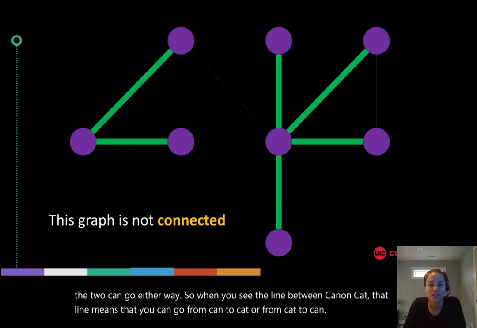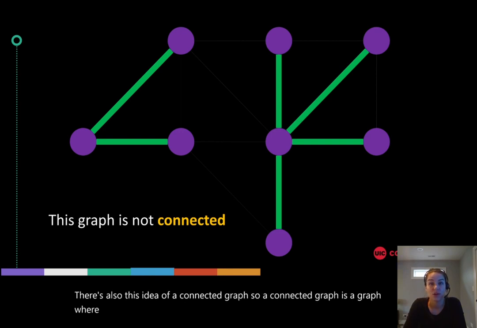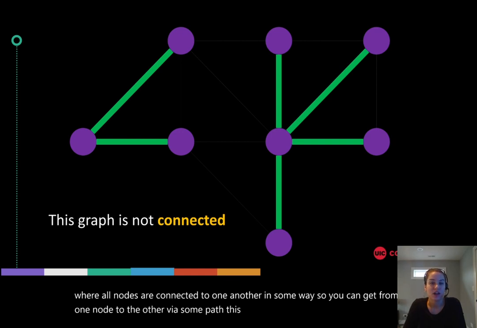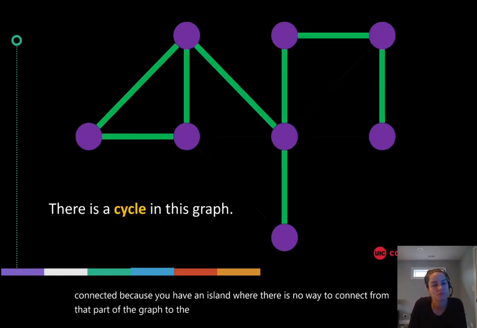There's also this idea of a connected graph. A connected graph is a graph where all nodes are connected to one another in some way, so you can get from one node to the other via some path. This is an example of a graph that's not connected because you have an island where there is no way to connect from that part of the graph to the rest of the graph.